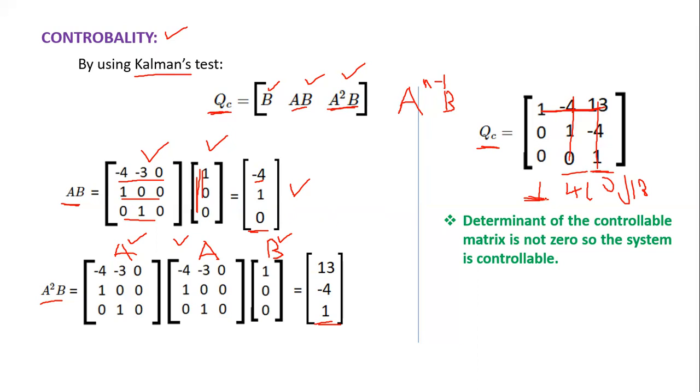We need to find the controllable matrix. Once we know the controllable matrix, then we need to cross check the det value. Based on the det, if it is not equal to 0, then we are saying it is a controllable system.